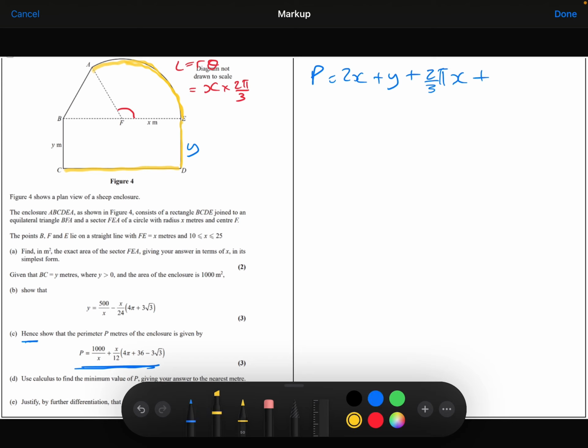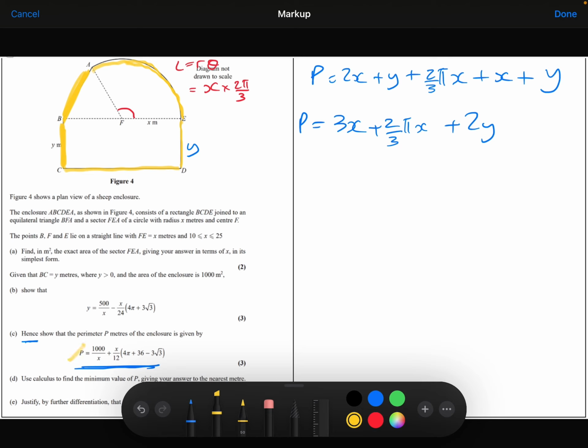Right, carrying on, the next part of the perimeter is this length here, which I know is x, because remember that's an equilateral triangle. And then the final part of the shape is that length there, which is y. So this is my expression for the perimeter of the enclosure. Let me simplify that a little bit, because I've got a 2x plus x is 3x, plus the 2/3 pi x, and then I've got 2y.